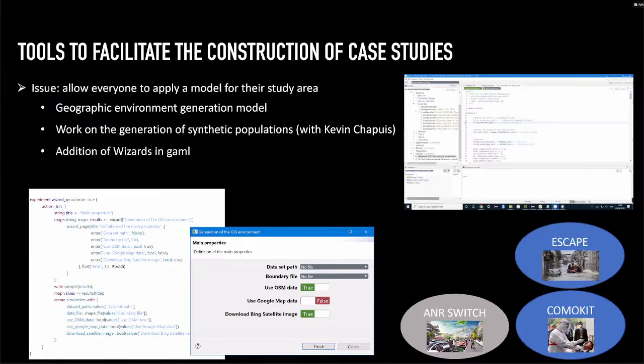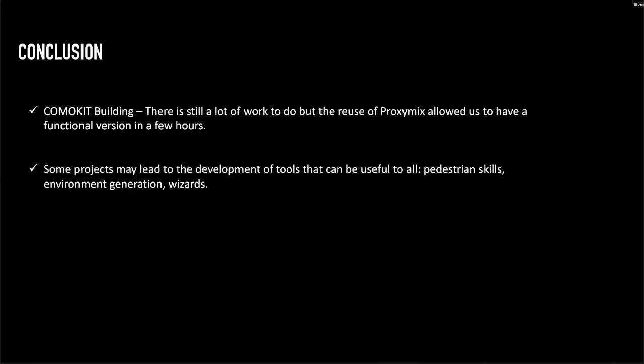As I said, the ComoKit project is already used for this part of generation of environment for the SWITCH project, and I plan to adapt it to the ESCAPE project as well. To conclude, for ComoKit buildings there's still a lot of work to do, but by reusing Proximix and ComoKit, I was able, in a few hours, to build this model. I think it's quite nice, and it proves that sometimes reusing existing models can be very efficient if you want to develop a new model adapted to your case study. Sometimes we work on projects like ComoKit, and it may lead to the development of tools that can be useful for other projects, like the pedestrian skills and the environment generation. That's what I wanted to say.